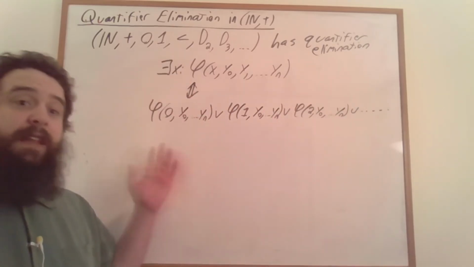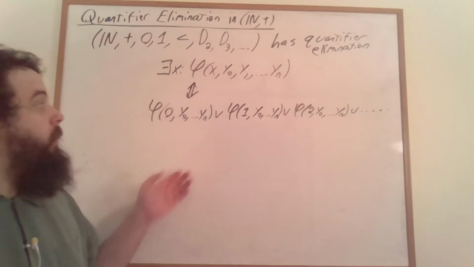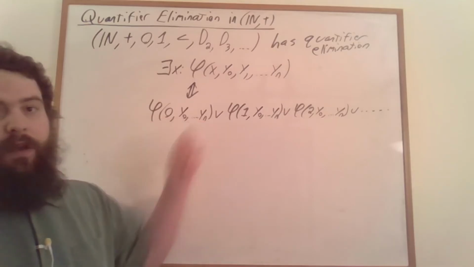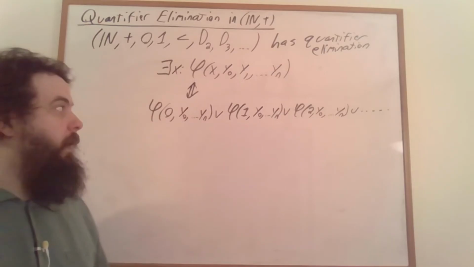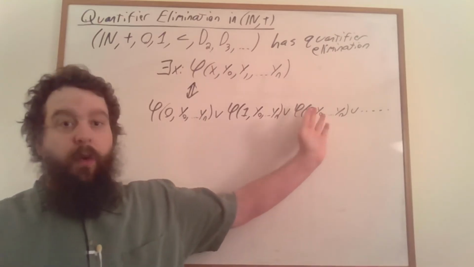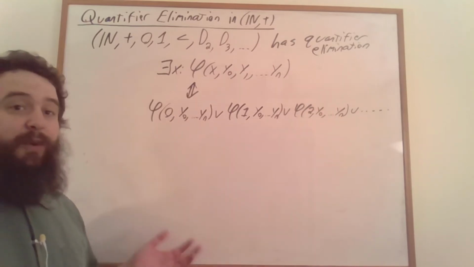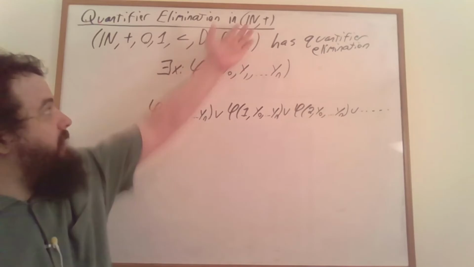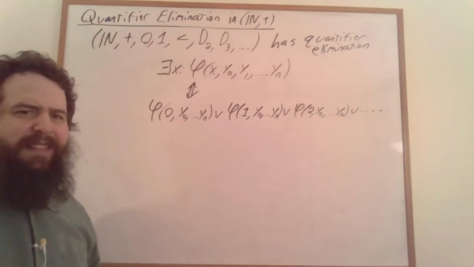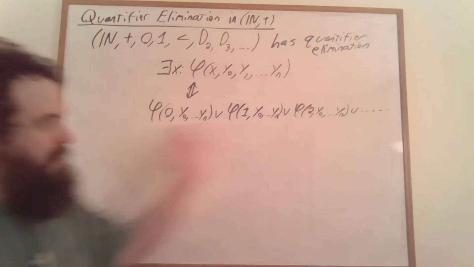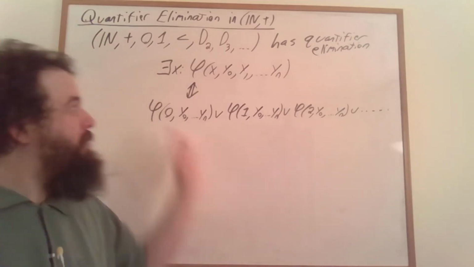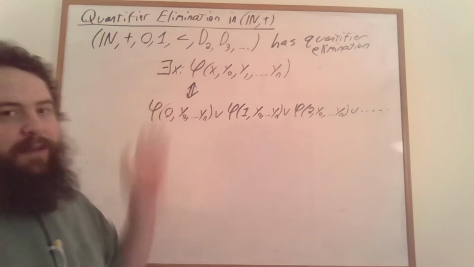If we were allowed infinite disjunctions, infinite ors, we could simply say that phi held of 0 with the values of y0 through yn being what they are, or phi held for 1, or phi held when x equals 2, and so on and so forth. This is, of course, equivalent to saying that there exists an x in this structure that satisfies this formula here, but it's not a first-order logical formula. It has an infinite or in it, and we're not allowed to have infinite ors. But otherwise, it is a perfectly valid way of getting rid of this quantifier here.